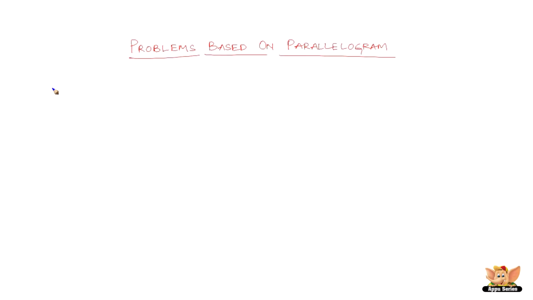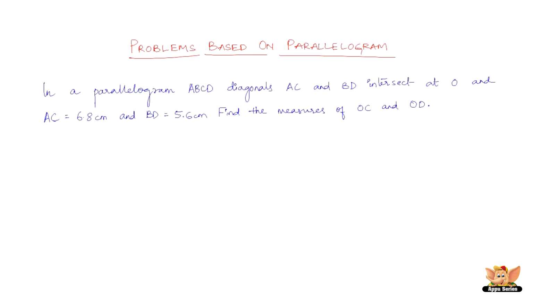Here, let us solve problems based on parallelogram. In this problem, we have parallelogram ABCD in which diagonals AC and BD intersect at O, and AC equals 6.8 centimeters and BD equals 5.6 centimeters. We need to find the measures of OC and OD.